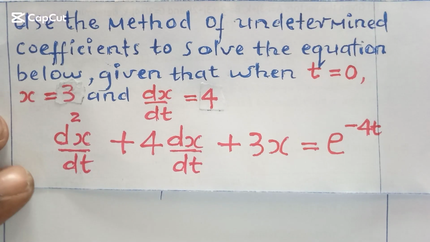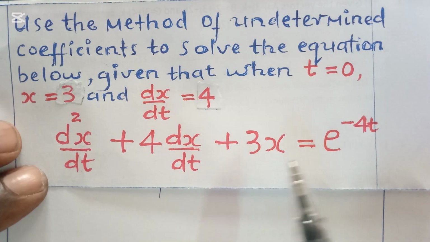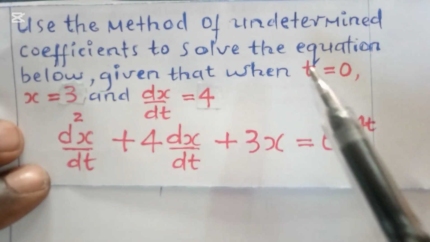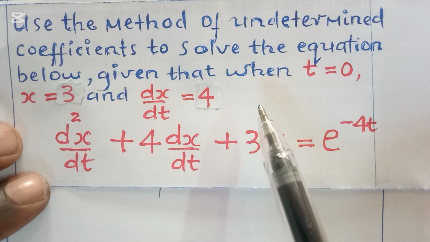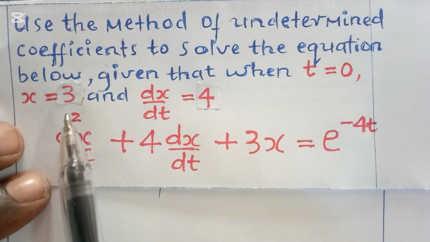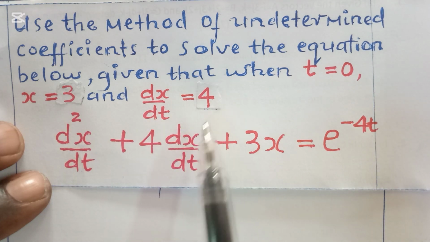Hi guys, let's do this question, and first I read it. Use the method of undetermined coefficients to solve the equation below, given that when t is equal to 0, x is equal to 0 and dx/dt is equal to 4.